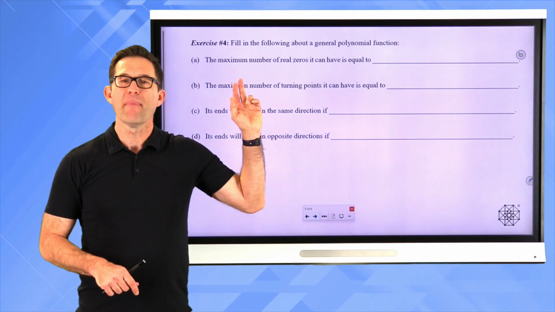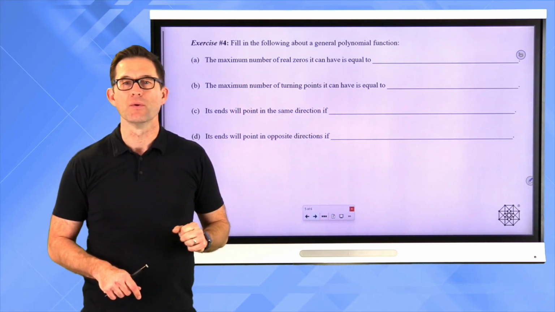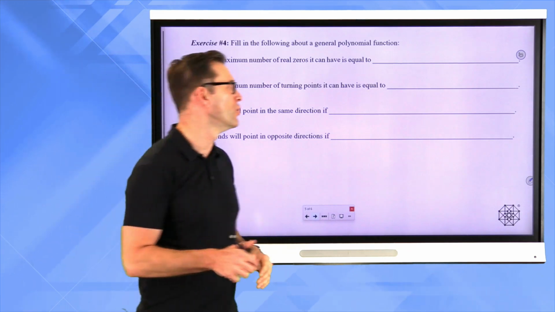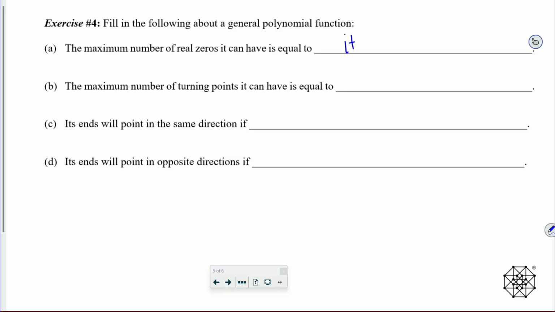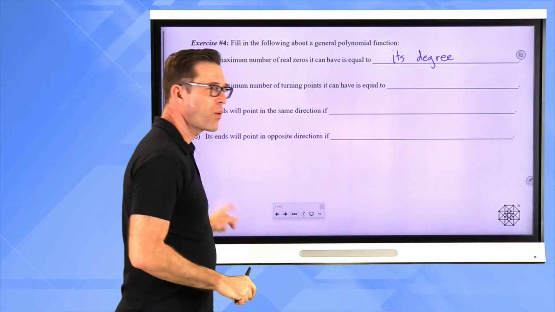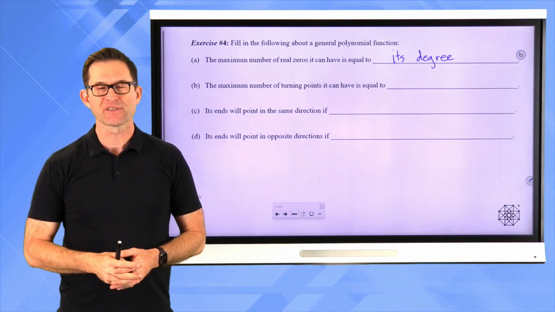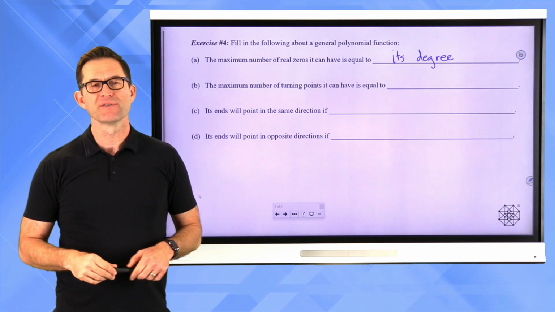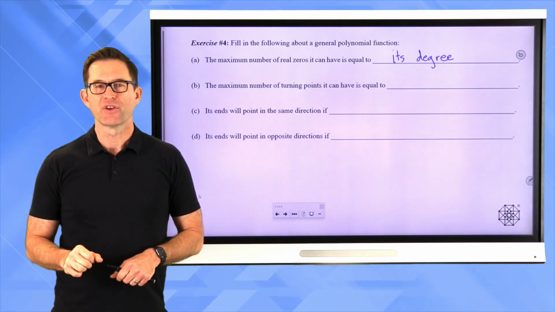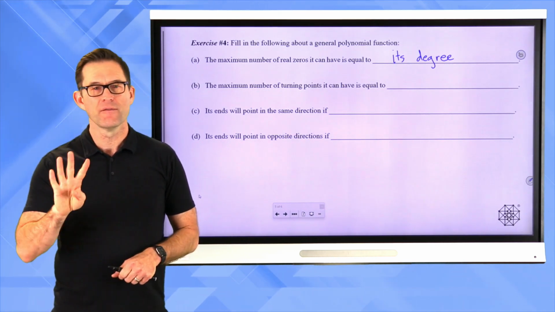All right, the maximum number of real zeros it can have is equal to its degree. Now, if you said is equal to its highest power, that's awesome too, okay? So a quadratic, an x squared, the maximum number of real zeros it can have is 2. A cubic, 3. A quartic, 4.